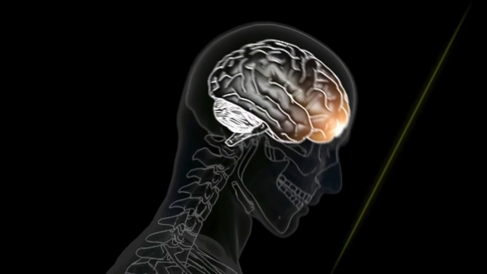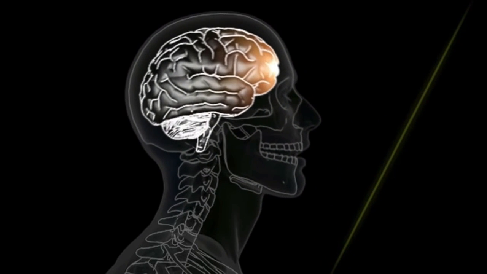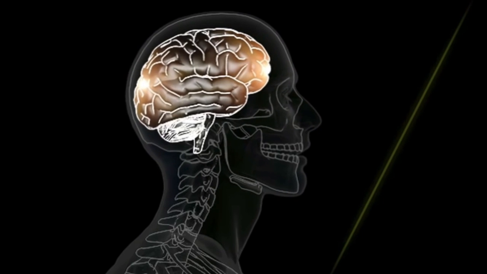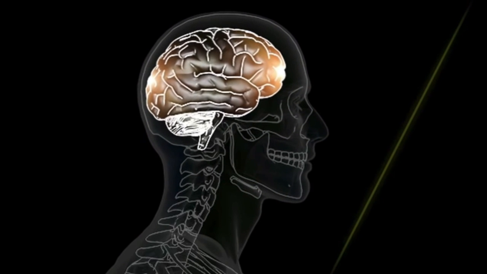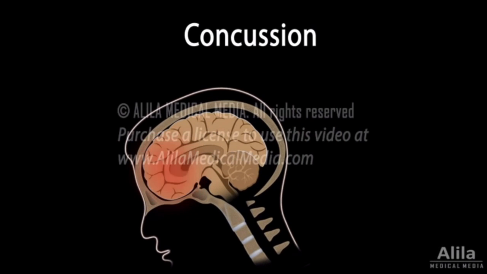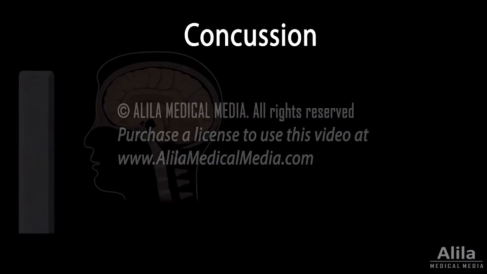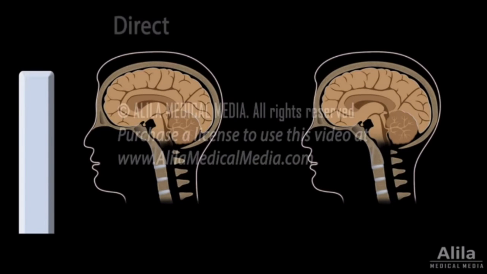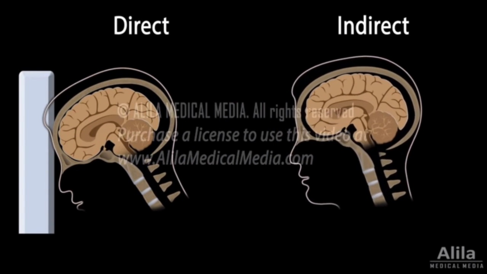If someone's head gets hit hard enough, their brain will move inside their skull and bump against their skull, causing temporary brain damage and confusion. Concussion is a mild traumatic brain injury that affects normal brain functions. It occurs as a result of a forceful blow, either direct or indirect to the head.